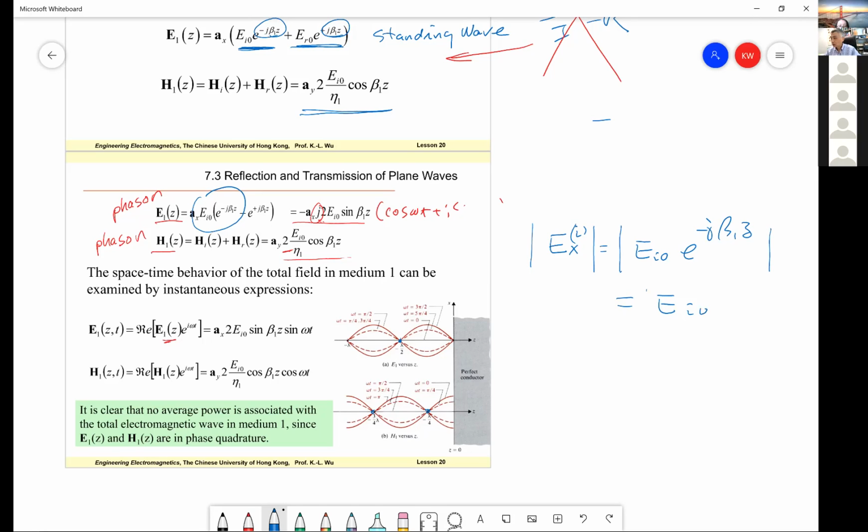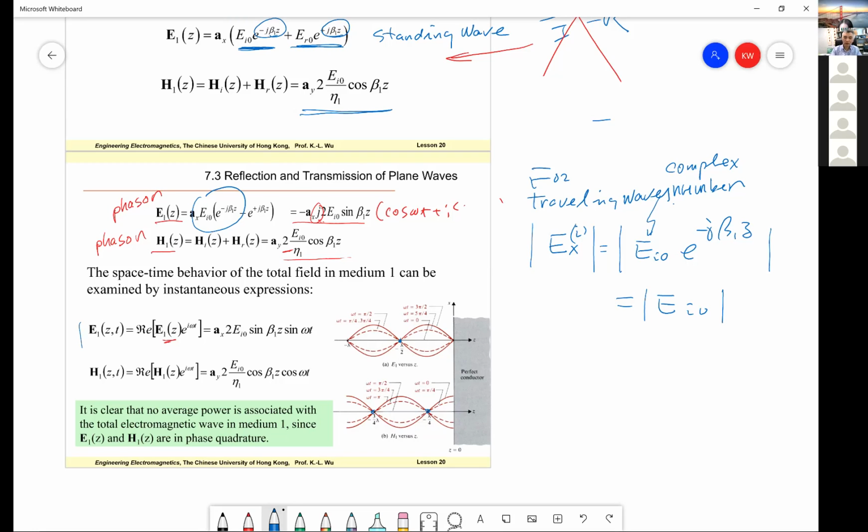Do you agree? It's sure, because this is a complex number, but it is independent of distance. No matter at what distance you measure, the magnitude is constant. This is for a traveling wave. But for a standing wave, I don't repeat, right?